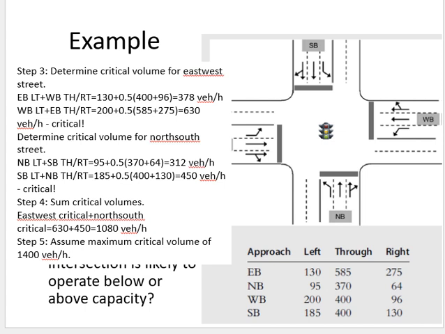There are two pairs, right? They are conflicting with each other. So one of the movements in that pair should have half of the time. So 130, eastbound left, the other one will be taken for half of the time. So this is one conflicting pair for east-west. The total is 378.